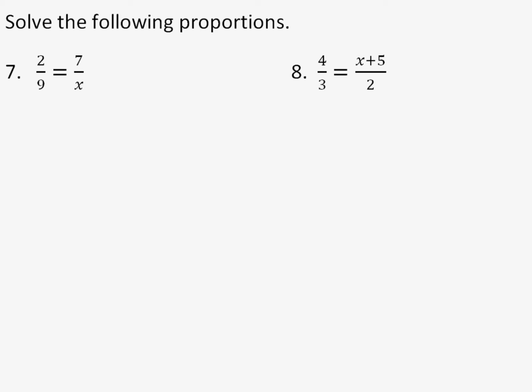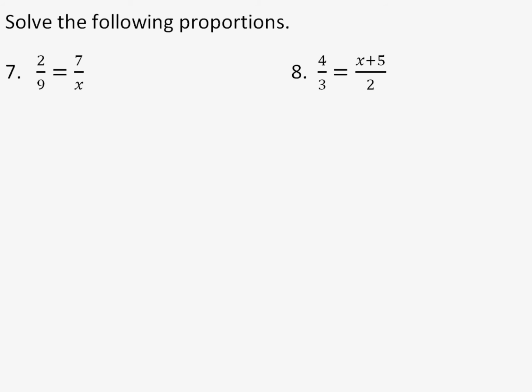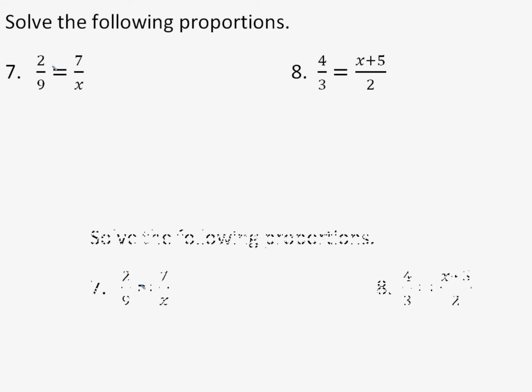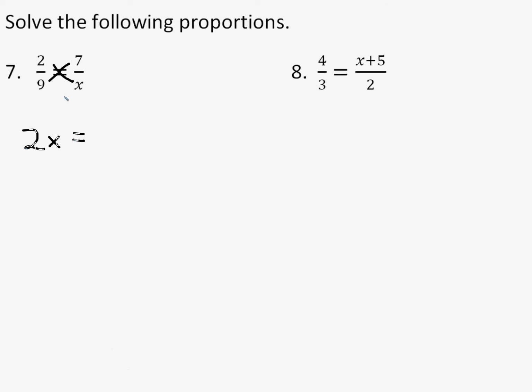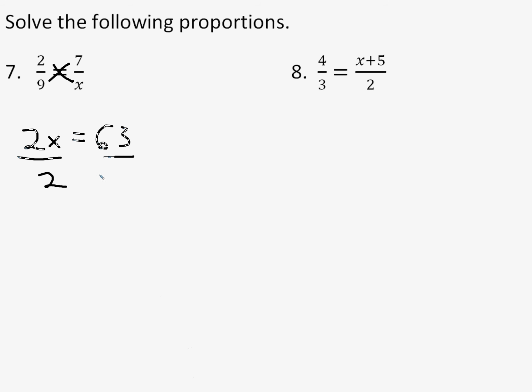We're going to do a couple examples of solving proportions. The way that we solve proportions, as you remember, is we cross multiply. So whenever we solve proportions, we're going to cross multiply, so we can do 2 times x is equal to 9 times 7, which is 63. Solving for x, we would divide both sides by 2. And we get x equals 63 halves, which I'm okay with.